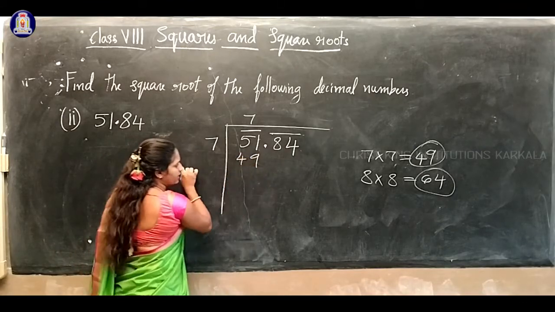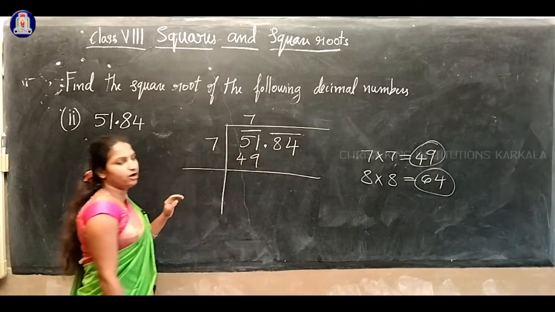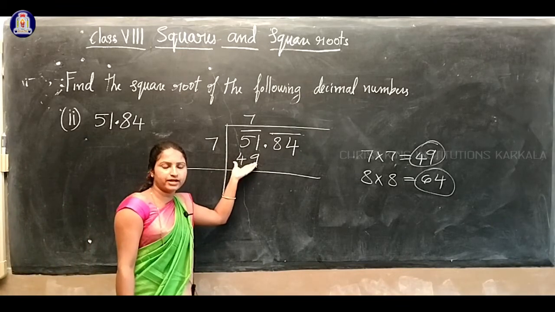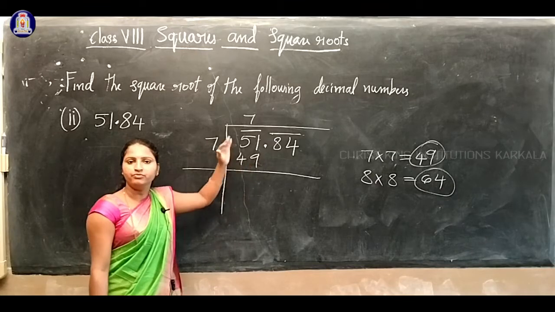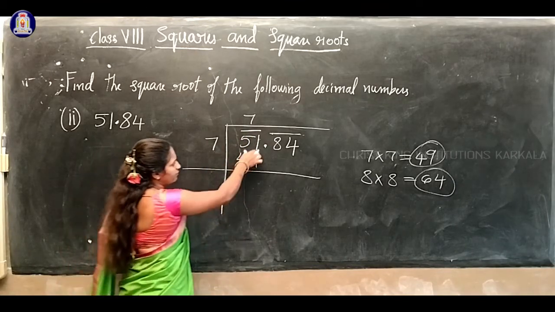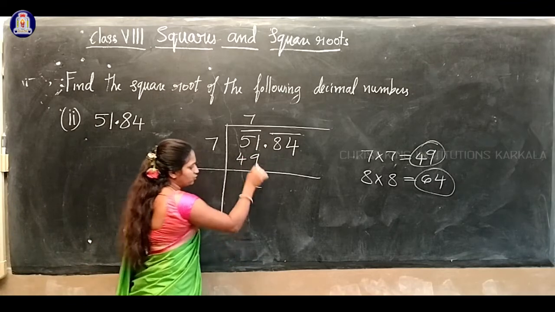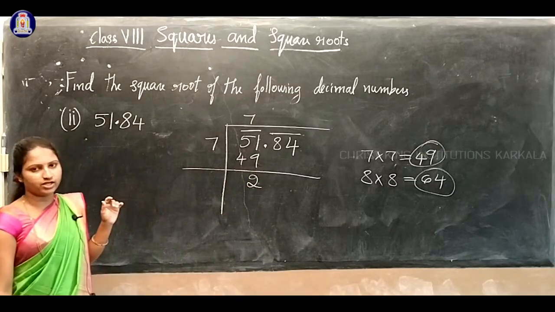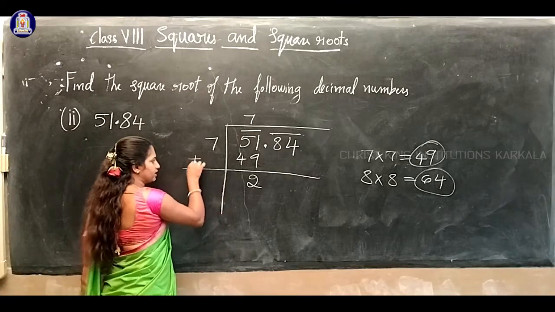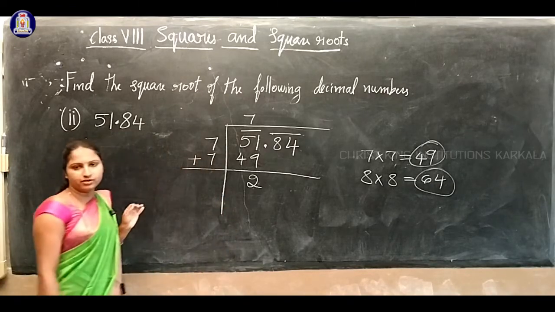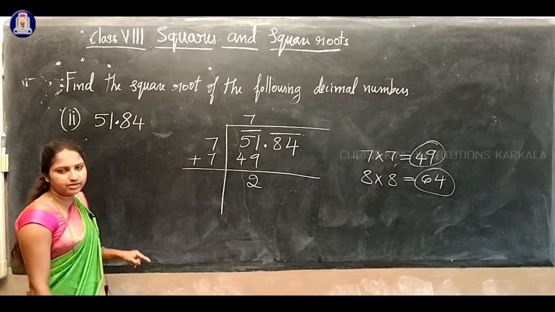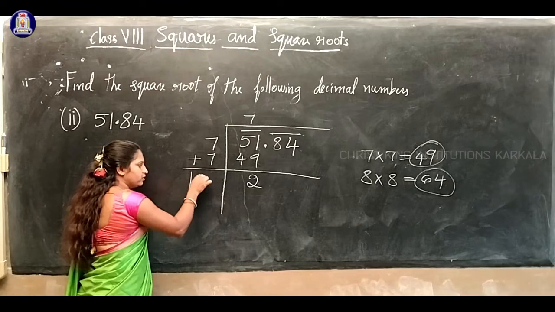So next step, you have to subtract 49 from 51. If you subtract, we will get 51 minus 49 is 2, correct? You know the next step, that is addition. You have to add the same number here. So 7 plus 7, that is 14.